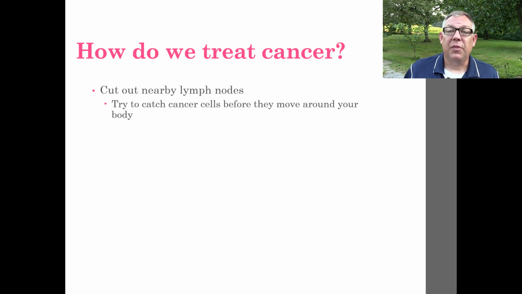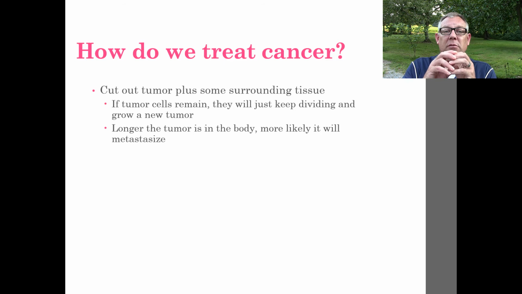You also try and cut that tumor out. Remember, that tumor is made of cells that can't control their division. And so if you don't do anything with that tumor, it's just going to grow and grow and grow and grow. And so you need to cut that tumor out. And the longer the tumor's in the body, the more likely it is to metastasize and then spread throughout your body. So that's why it's always so important to be very aggressive. And if you feel a lump or something, to jump on it and try and get it out right away.